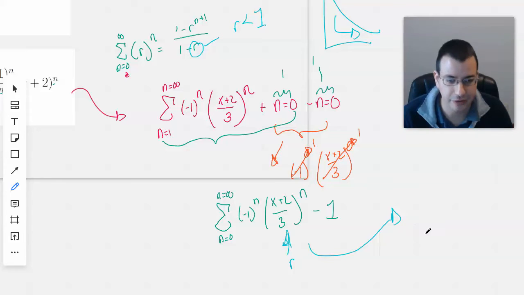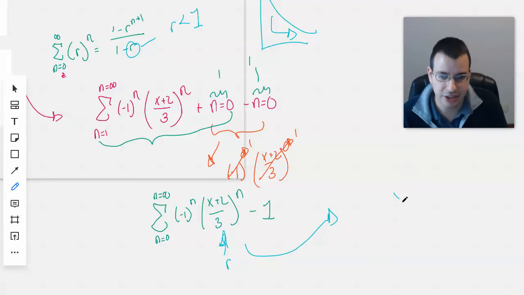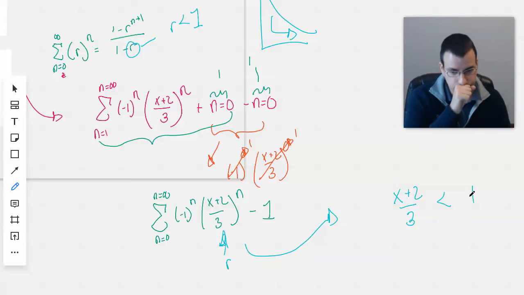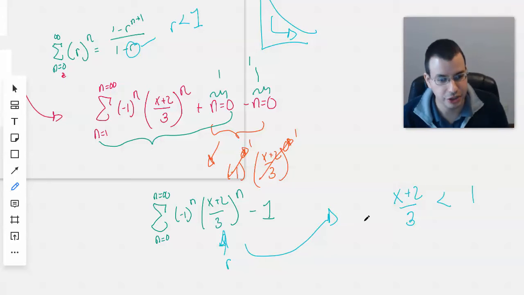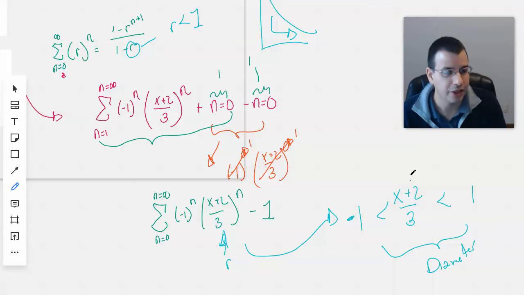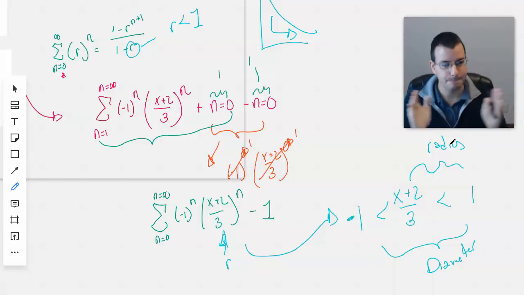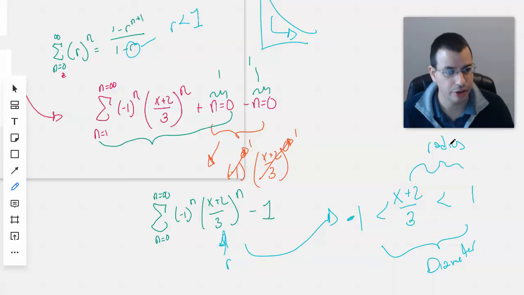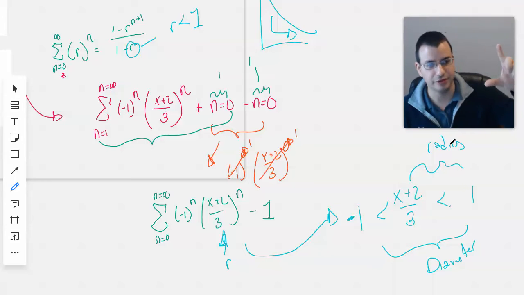And so the radius of convergence then is, all right, we need this x plus 2 over 3 to be less than 1. It's okay for the series to alternate as well. So we could also say that this could be greater than negative 1. So I guess this would be a diameter, and this would be a radius of how far x, the r value in the middle, can be and still converge. That's my symbol for convergence.